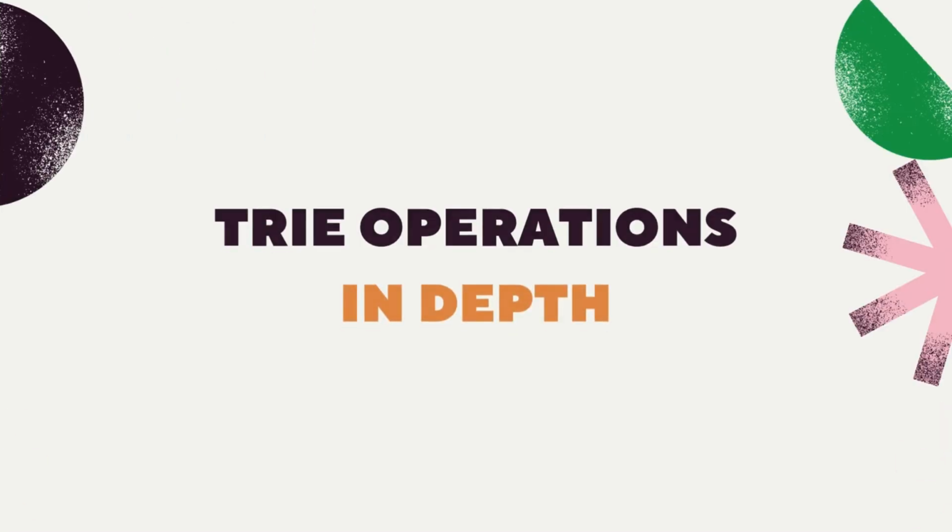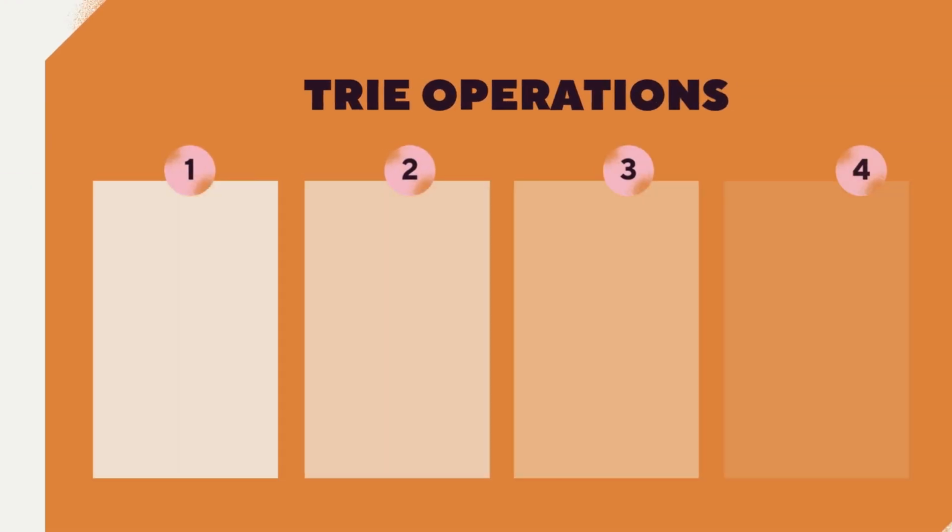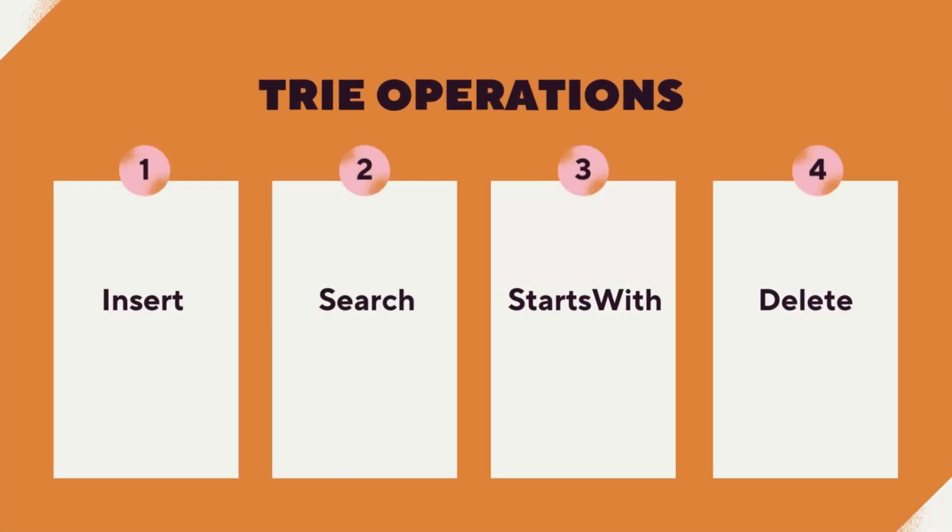Let's talk about the 4 main operations we can perform in a trie: insert, search, starts with, and delete. Each of these has a specific purpose, and they work together to make tries really efficient for handling dynamic sets of words.